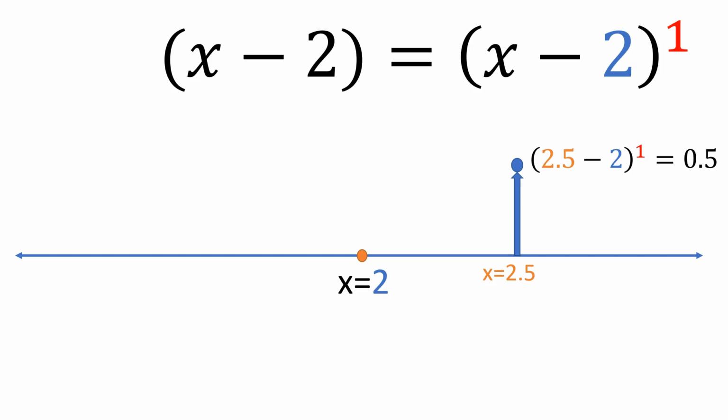And now let's repeat this on the other side. Take a look. Grab a value like 1.5, a value slightly to the left of the 2, and you plug it into the expression. What comes out? 1.5 minus 2 to the first is negative 0.5. So we've got 2 points, one above the x-axis and the one on the left below the x-axis. Take a look at the next one. We're going to do this a couple times. You got to see the pattern.